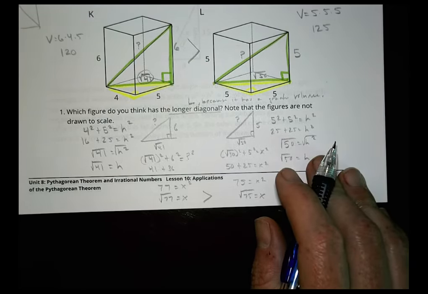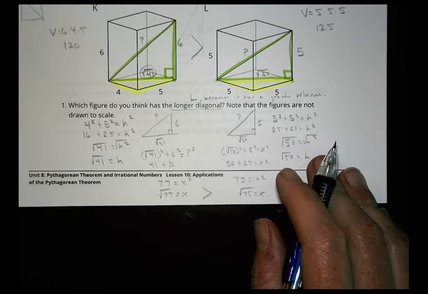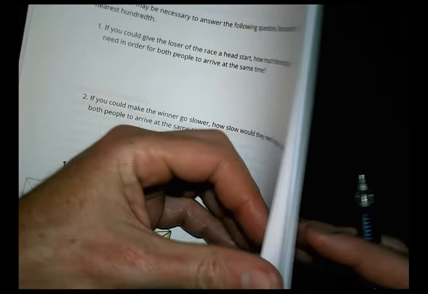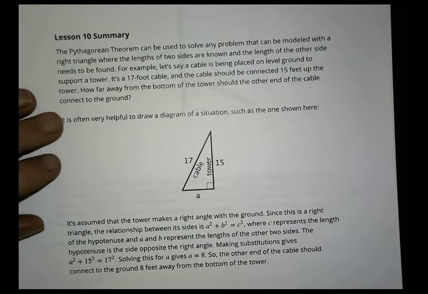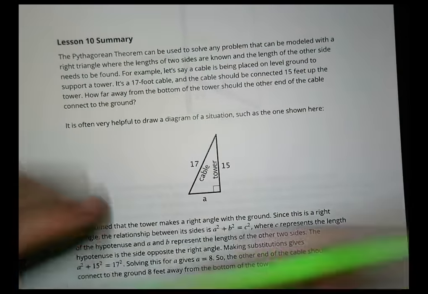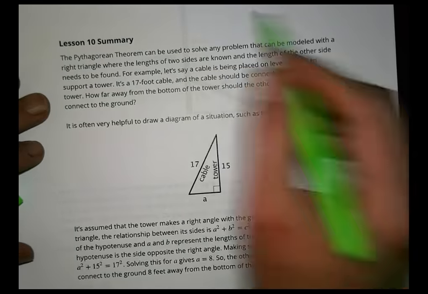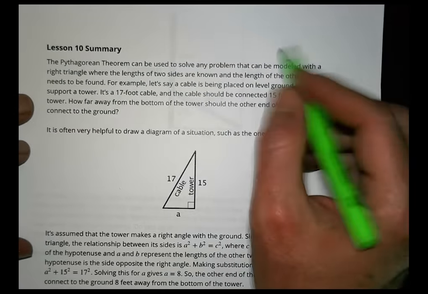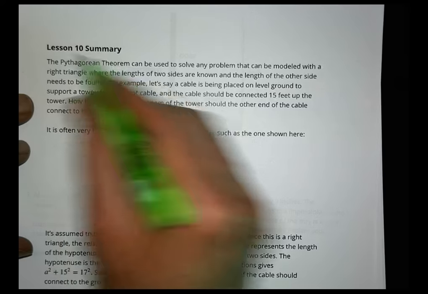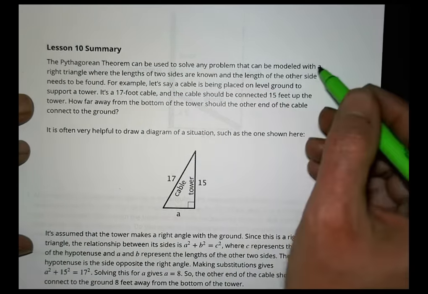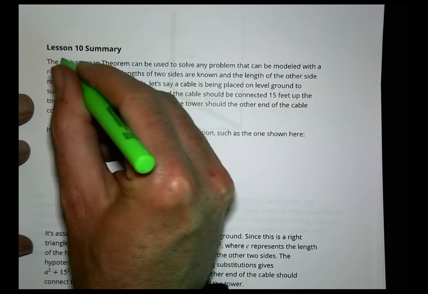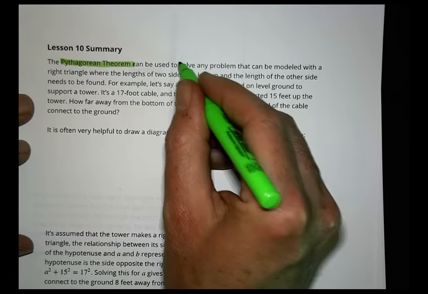And that's the way it works with the hypotenuse or the Pythagorean theorem. Once you know a leg or two in a right angle, you can find the missing measurements. And that's your summary really for the day: the Pythagorean theorem can be used to solve any problem that can be modeled with a right triangle where the lengths of two sides are known and the length of the other side needs to be found. So we can use the Pythagorean theorem to solve problems modeled with a right triangle.